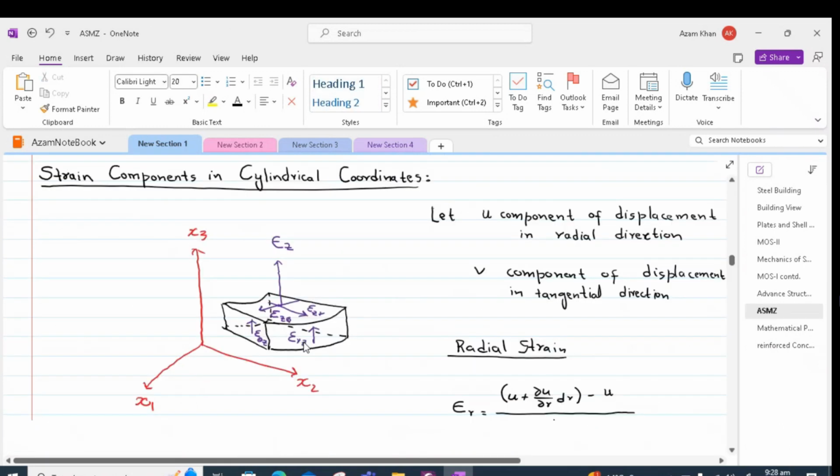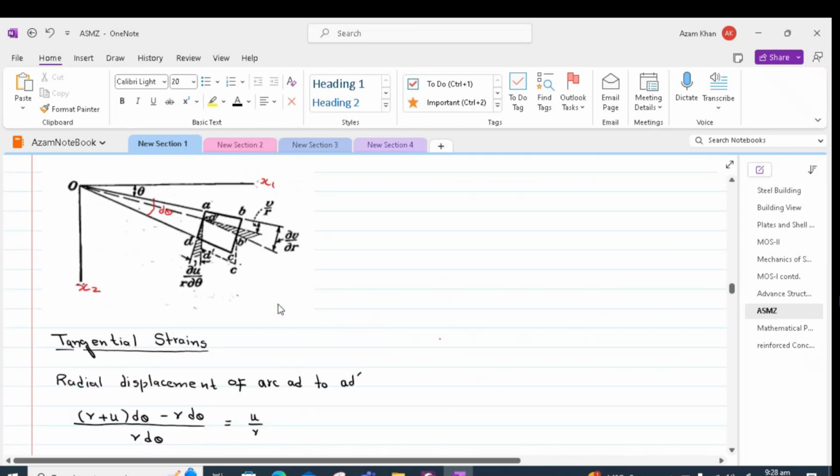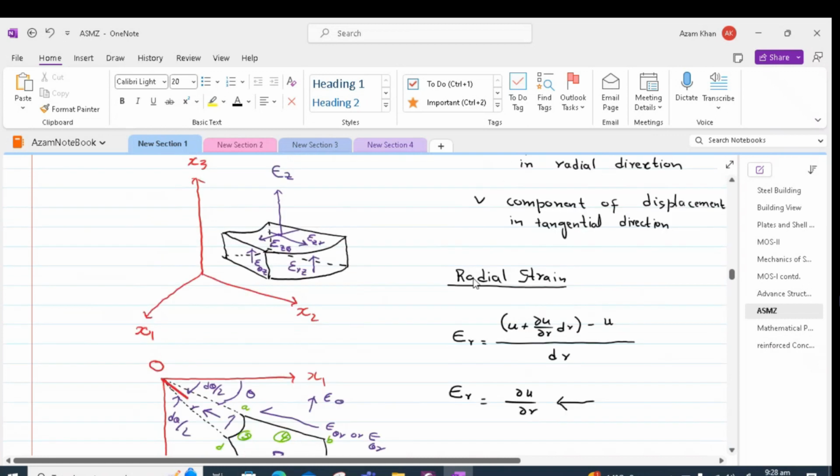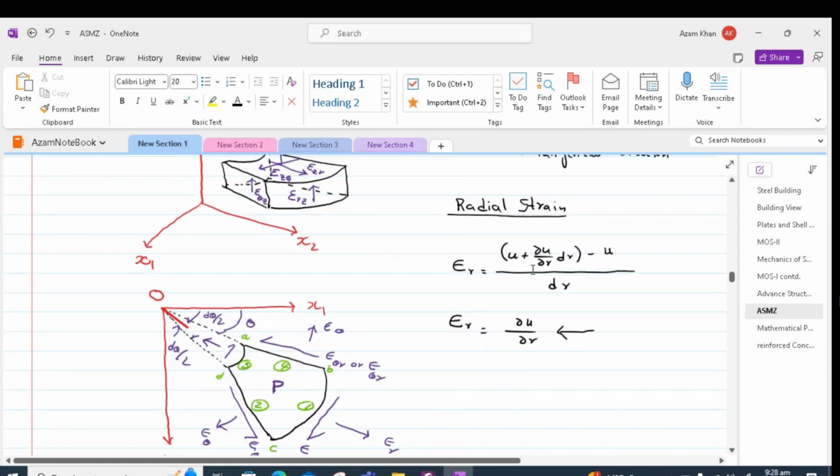The same approach can be followed in the case of strain components in the cylindrical coordinates. So in the case of radial strain, we have the change in length, which is u plus the change in u with respect to r times dr. The displacement component of AD is considered as u, and as we move along r towards surface 1, we experience a change in u with respect to r.